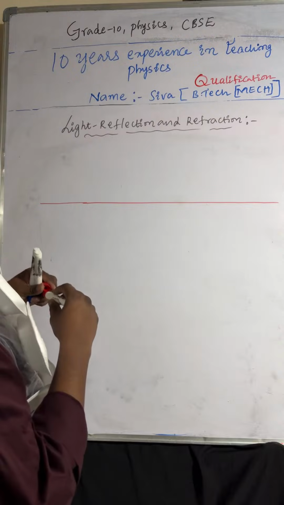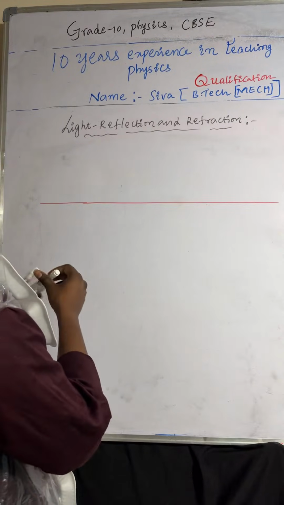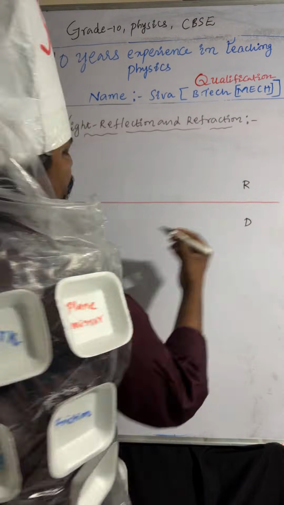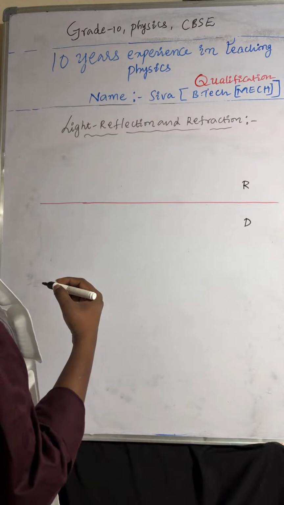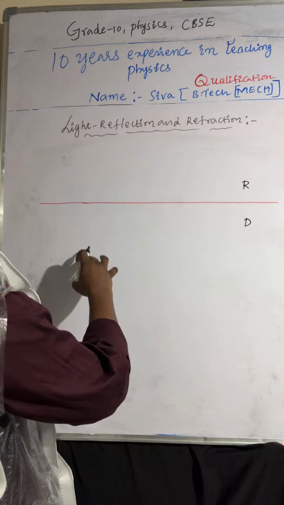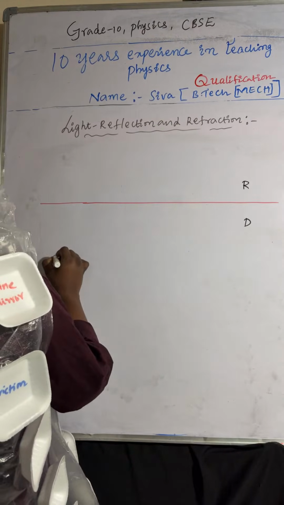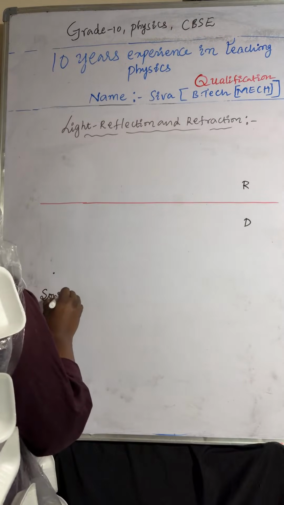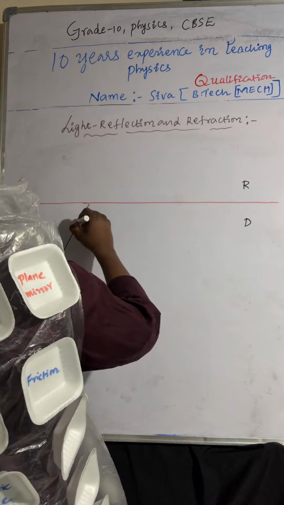Okay, normally what happens when the light ray is passing from denser to rarer? This is the rarer medium and this is the denser medium. If the light ray is passing from denser to rarer, it moves away from the normal line. I am taking this as the source. The light ray is coming from denser to rarer.